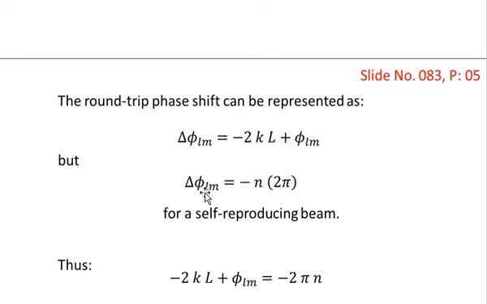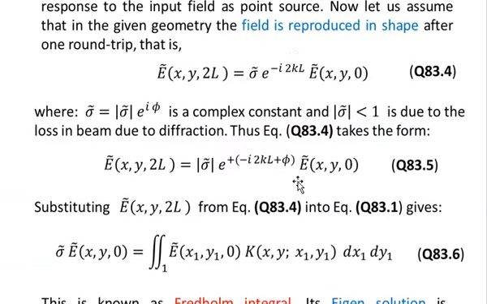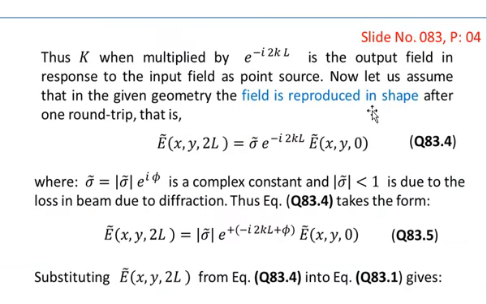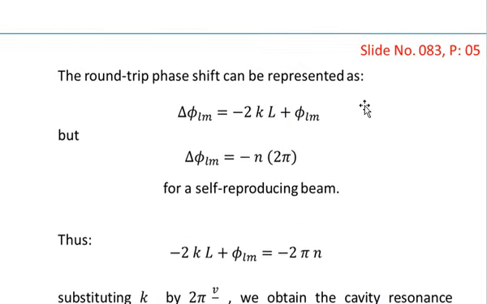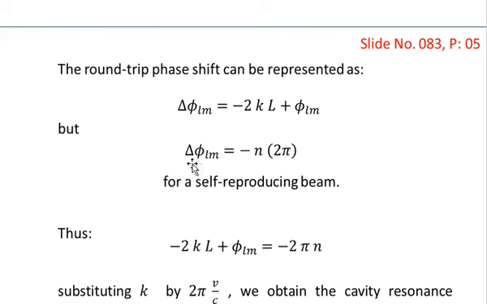But you know that delta phi Lm is equal to minus n times 2 pi, because we want the field to be reproduced in shape, and this requires that the phase should change by 2 pi or an integer multiple of 2 pi, where n is an integer. This is the requirement for a self-reproducing beam. That is, if you want to reproduce the same beam after one round trip, then delta phi should change as an integral multiple of 2 pi.